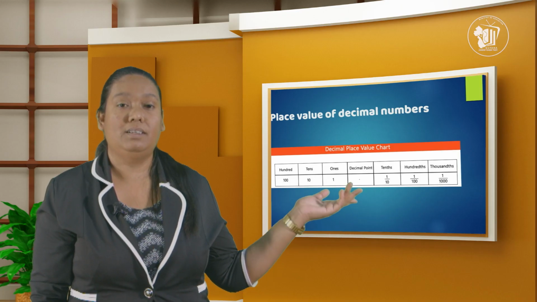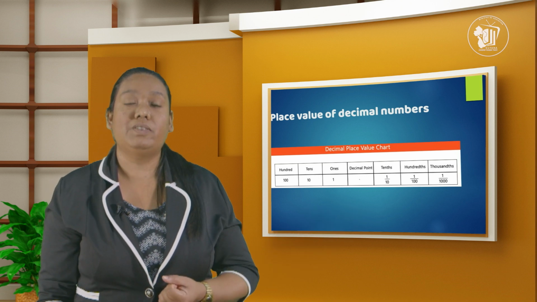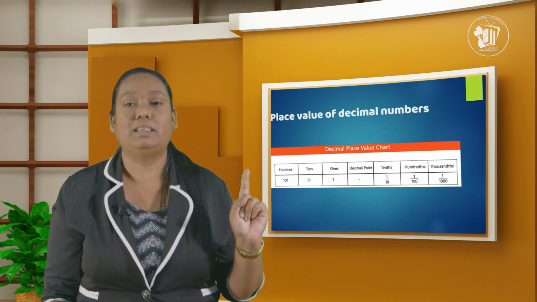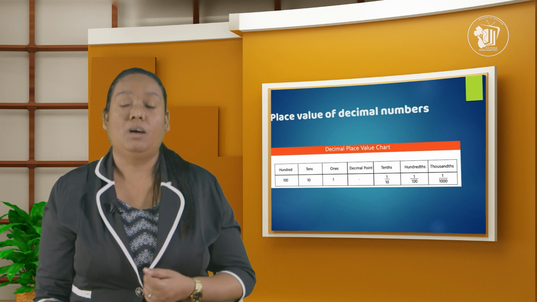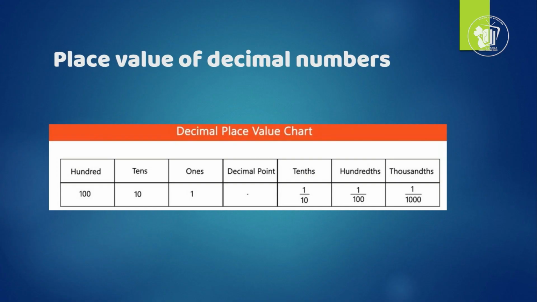Next, we have the hundredths column. The hundredths is simply one part in 100 equal parts. We can represent this as 1 over 100 as a fraction or 0.01. The hundredths column is always two places to the right of the decimal point.